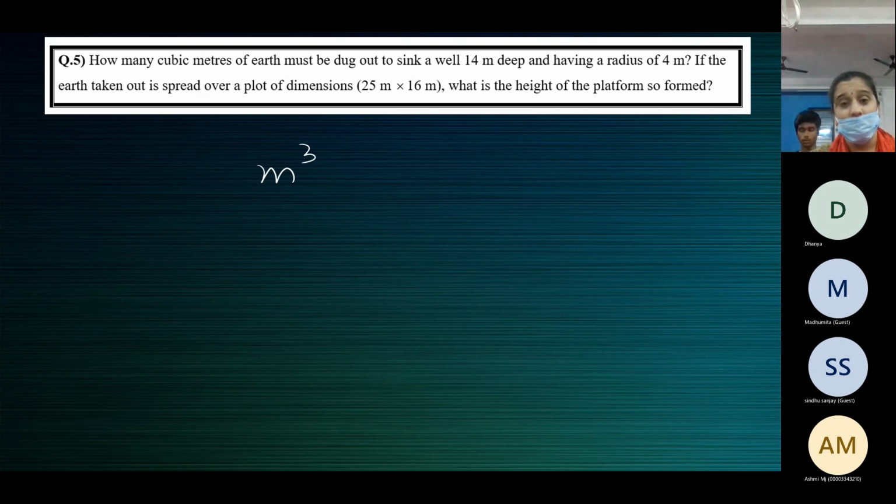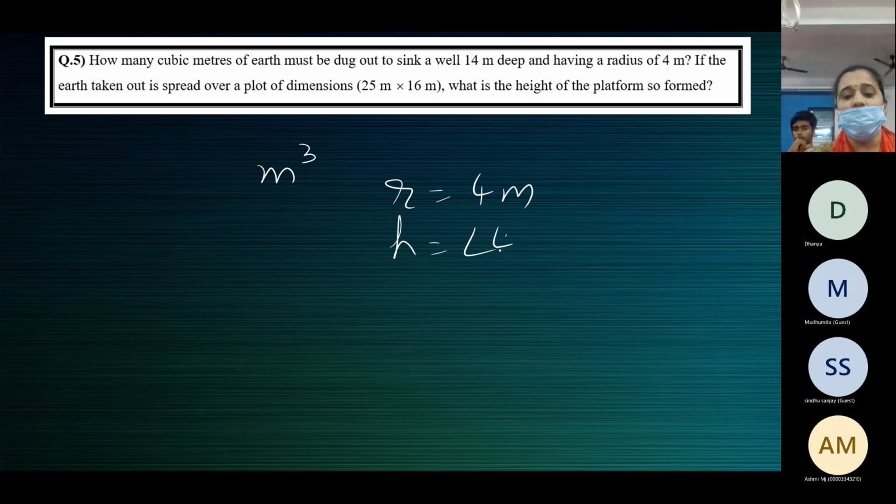Because digging out is volume, not surface area. Some volume of earth is removed. You're not finding it in kilograms here. You're finding it in meter cube because you have the radius and height in meters. So what volume of earth must be dug out to get a well 14 meters deep and of radius 4 meters? That can be answered because you know the radius is 4 meters and the height is 14.